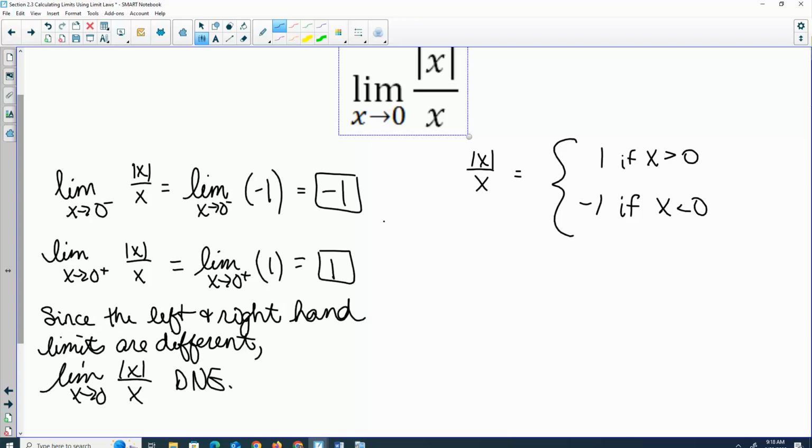If you think about it from a graphing standpoint, you put in 0, or numbers bigger than 0, you're getting 1, smaller than 0, you're getting negative 1. The left and right don't match up. So the overall limit doesn't exist. Questions on that one?